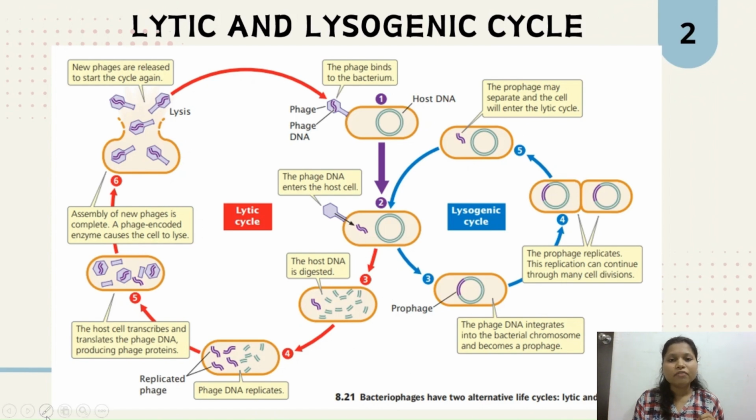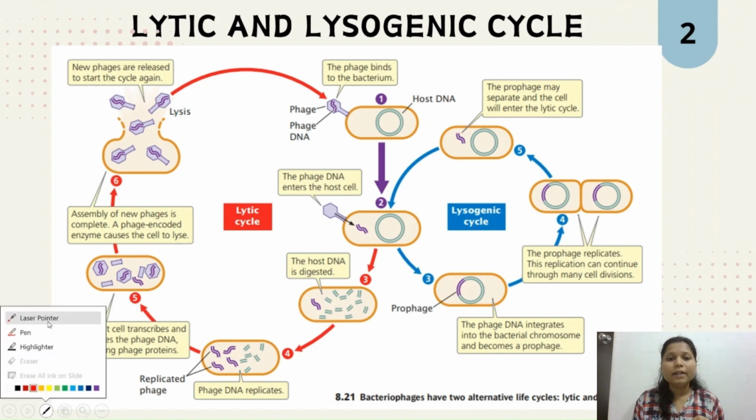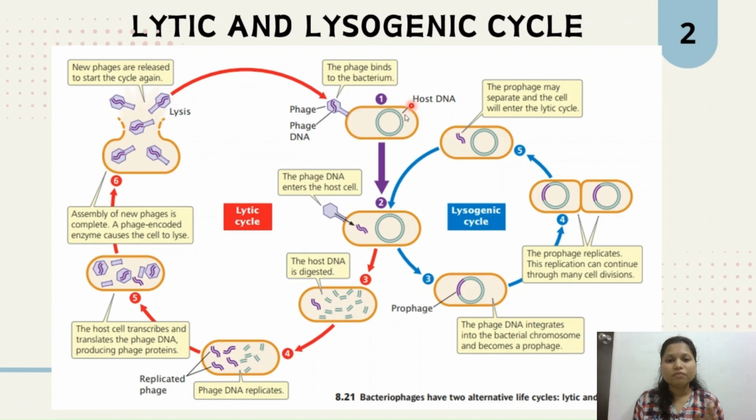When the phage infects the host cell, it introduces its DNA, that is the phage DNA, into the host cell. This leads to the digestion of the host DNA. Thus, the host DNA is broken down into fragments. Then the phage DNA replicates. The phage DNA transcribes and translates, producing phage proteins.